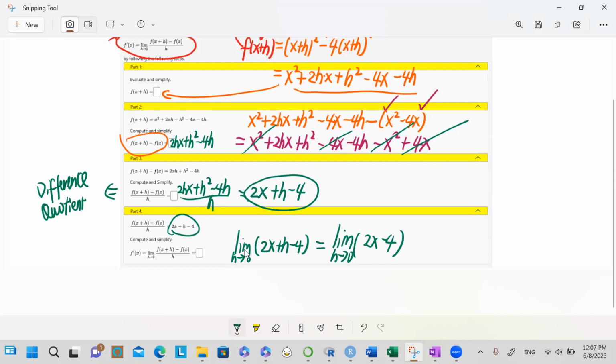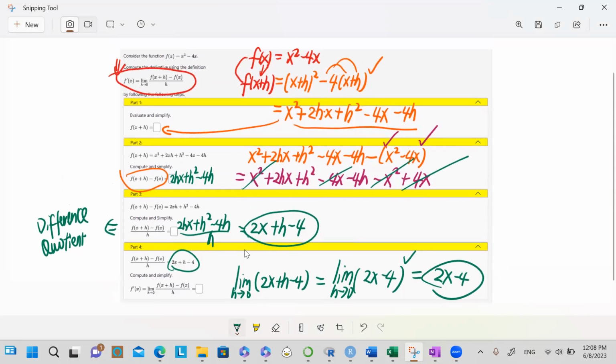And compared to h, this is a constant. 2x minus 4 is a constant, and the only variable is h. So everything else is constant. So 2x minus 4, and that's actually the derivative, right? Since we already learned the differentiation rules, x squared becomes 2x, minus 4x becomes minus 4, right? It matches. That's one way, another way to double check you have the correct calculation along the way. Okay. Any question about this?